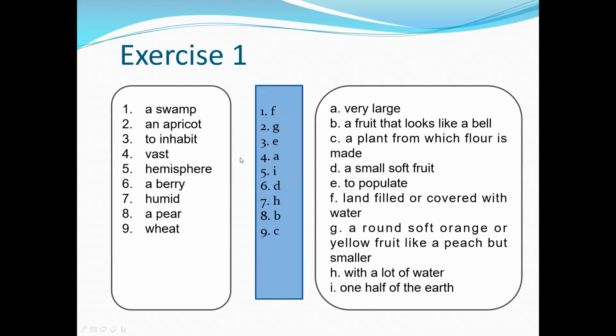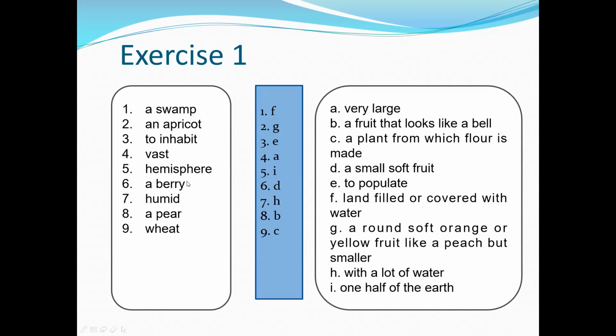So the answers are a swamp. It's land filled or covered with water. An apricot is a round, soft orange or yellow fruit like a peach, but smaller. To inhabit means to populate, населять. Vast, very large. Hemisphere is one half of the earth.